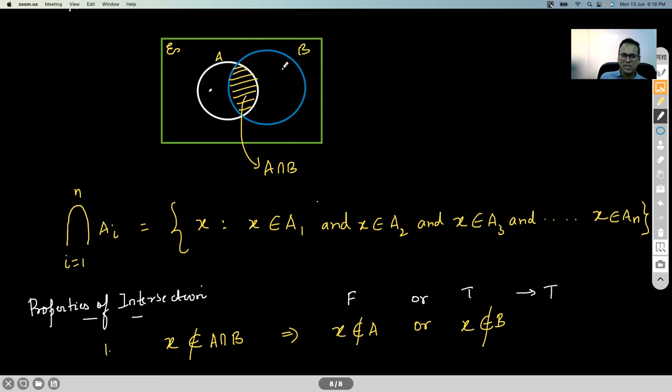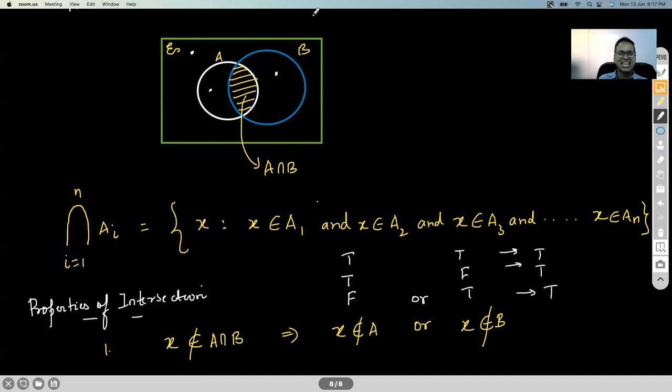If your element is here, then this will be true and this will be false. And if your element is here, then both will be true. So this will anyway be true in all these three situations, right? So when an element does not belong to A intersection B, then either of the two or both of them may be happening. That means it is not in A, it may be in B but it is not in A. Or it is not in B, it may be in A. Or it may be in neither of them.